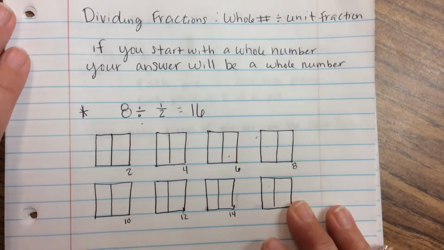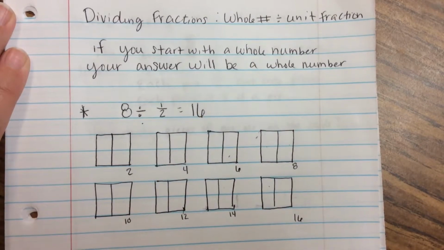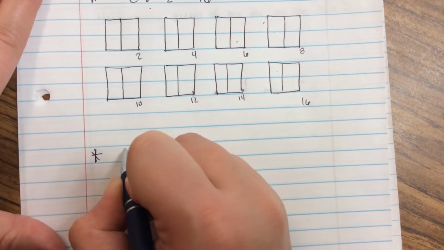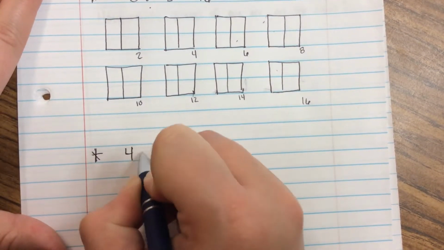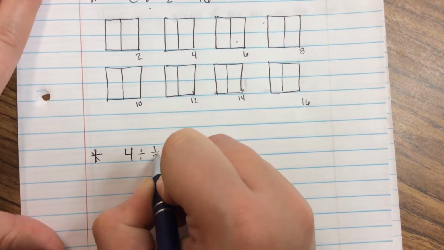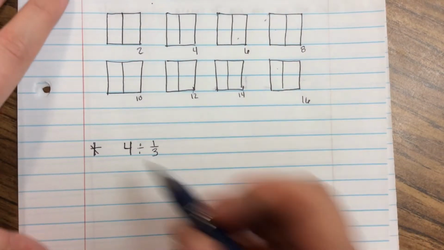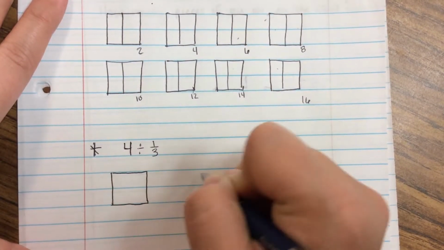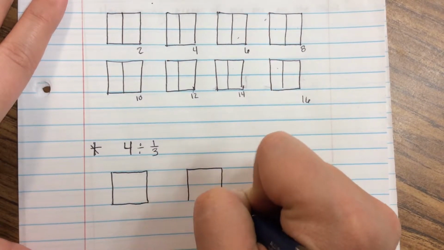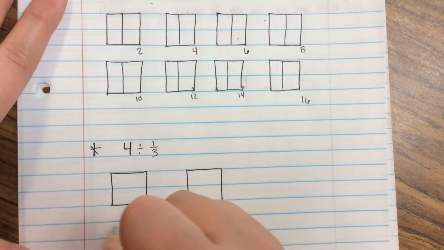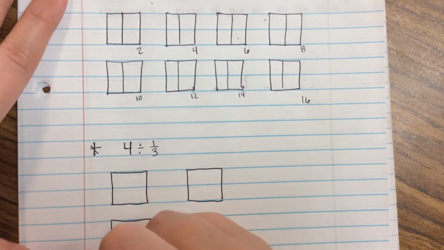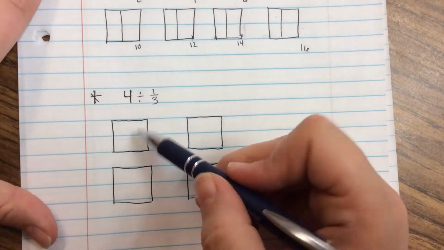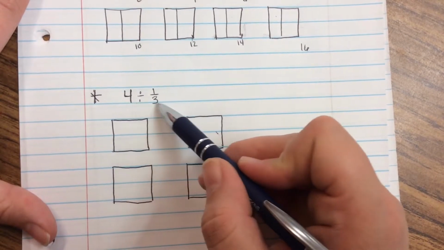We'll do one more straight problem. We'll do 4 divided by 1/3. So my starting amount would be 4. So I'll draw 4 boxes to represent that amount. And I am taking these wholes and dividing them into thirds.